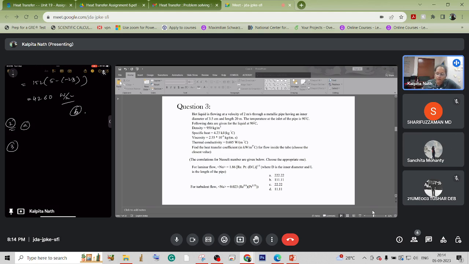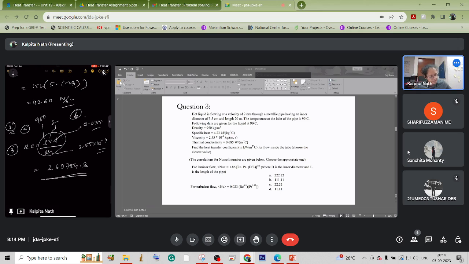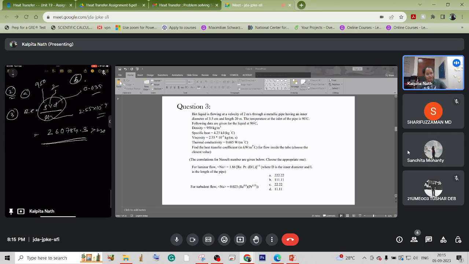Tell me, what is d? Reynolds number is rho V d upon mu, right? What is the value of d? 3.5 into 10 to the power minus 2. Correct, 0.035. What is the velocity? 2 meter per second. Density? 950 kg per meter cube. Mu is 2.55 into 10 to the power minus 4. So if we calculate this, it will come out to be 260,784.3. You just recheck it once. So this is turbulent, right? Greater than 2300. Yes, ma'am.